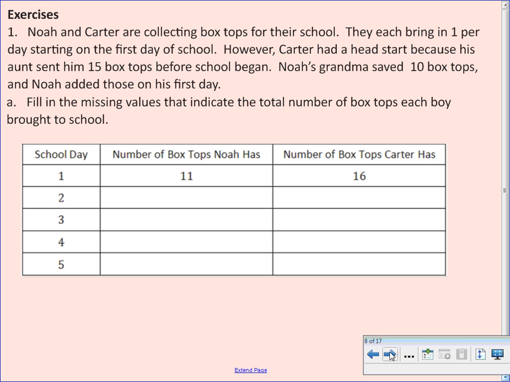All right, so Noah and Carter are collecting box tops for school. A great thing to do. We do it at Great Hollow. My husband does that for his school too.